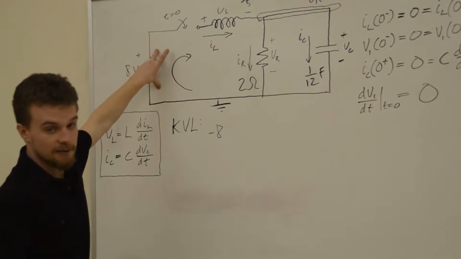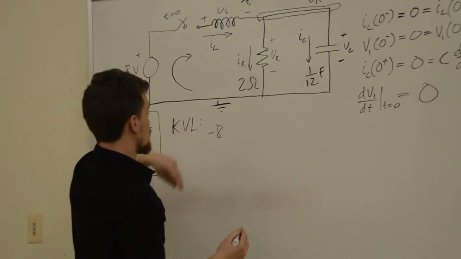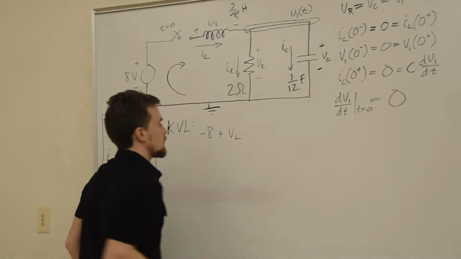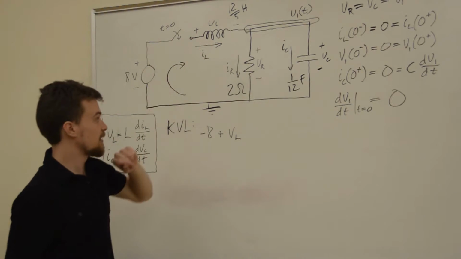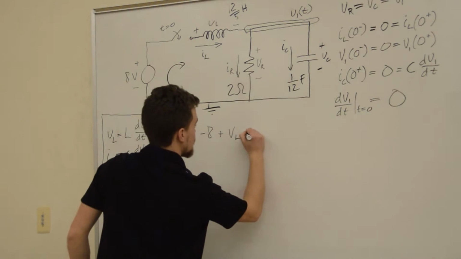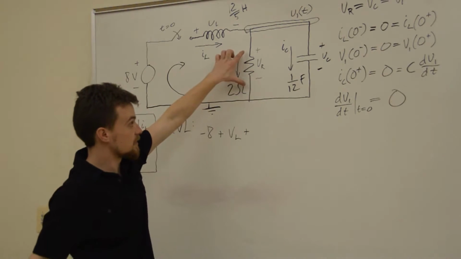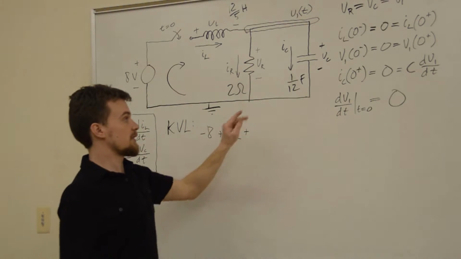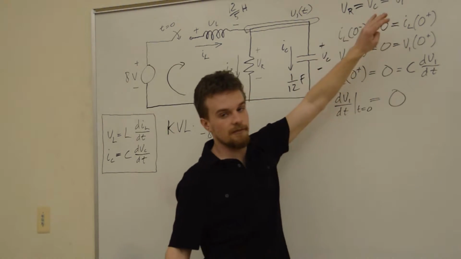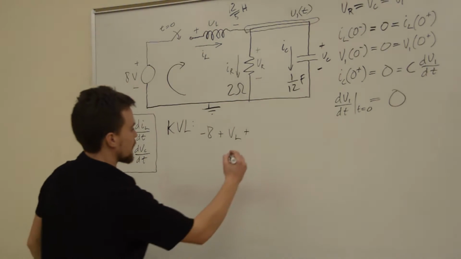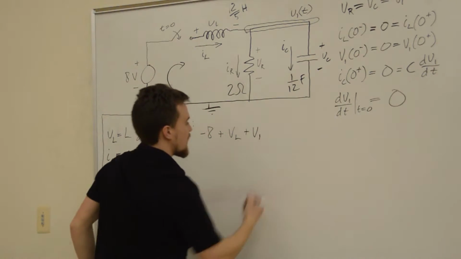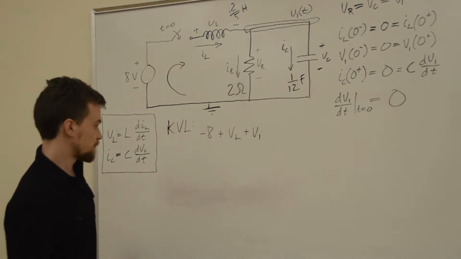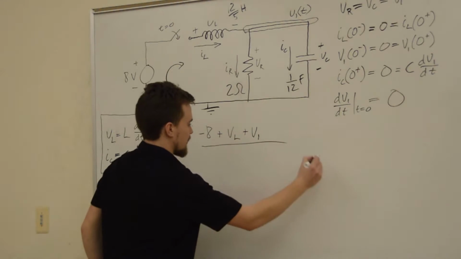negative 8 volts from that source, that's constant. We'll have plus VL, which is the voltage across this inductor, plus VR, which is the voltage across this resistor. But one of the first things we said is that VR is equal to VC is equal to V1, which is what we're solving for. So we're just going to call that V1. So this equation right here is true all the time. But we're going to need a second equation too.